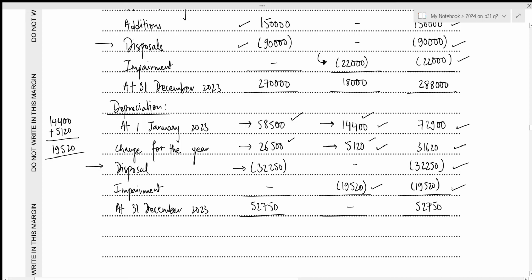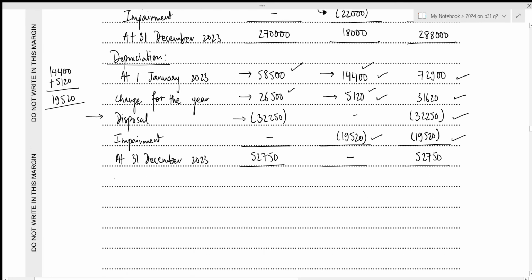For the third section, we deal with the carrying amount. And while writing down the carrying amount, we always start with the closing value first. So at 31st December 2023 and at 1st January 2023. For the closing date, we already have the cost as well as the accumulated depreciation.